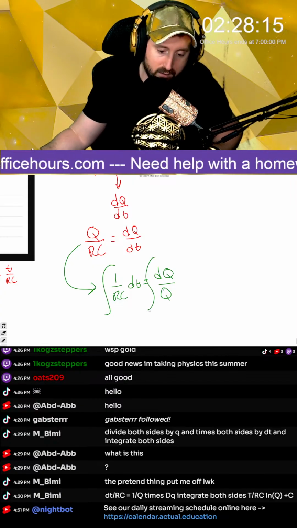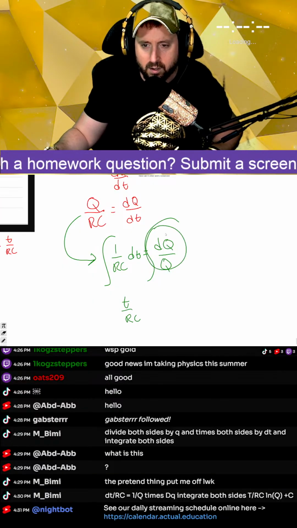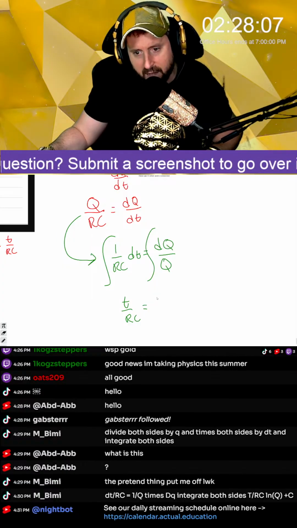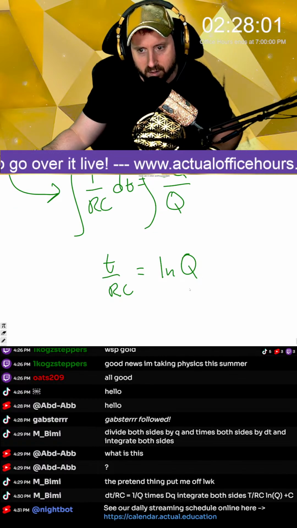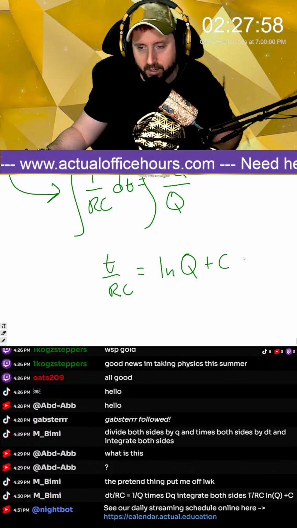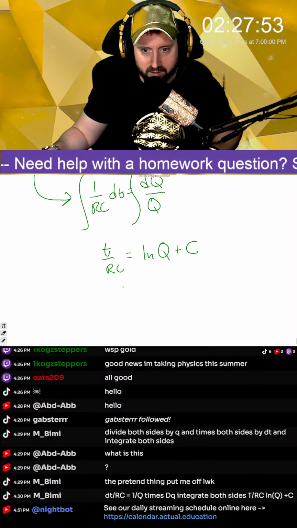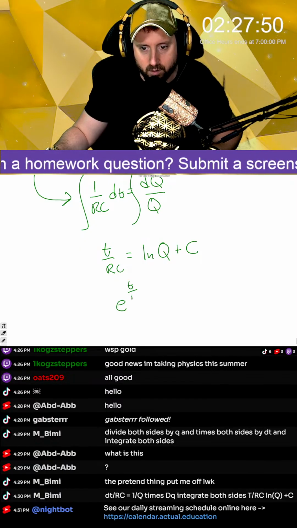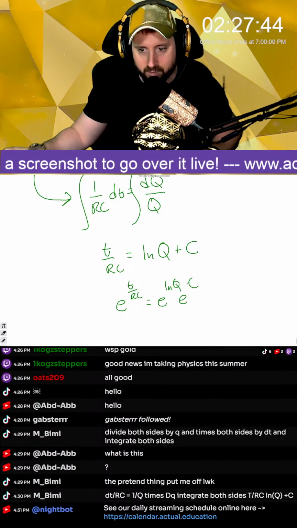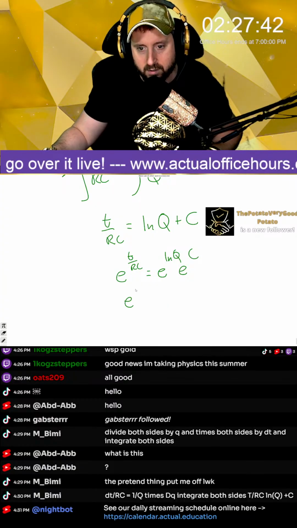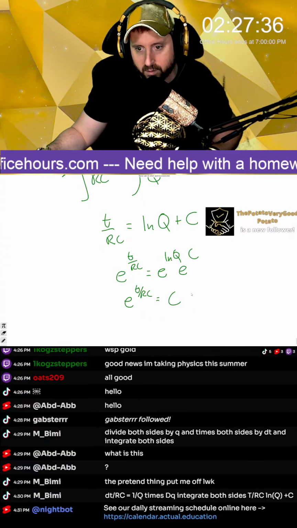And then I integrate both sides. And this just becomes t over RC. And then this is going to become ln of q, right? But then that's plus c naught, plus c. So now, when I solve for q by doing e to the, I get e to the t over RC is equal to e to the ln of q, e to the c. This is the same thing as just c. So then I say that e to the t over RC is equal to c times q.